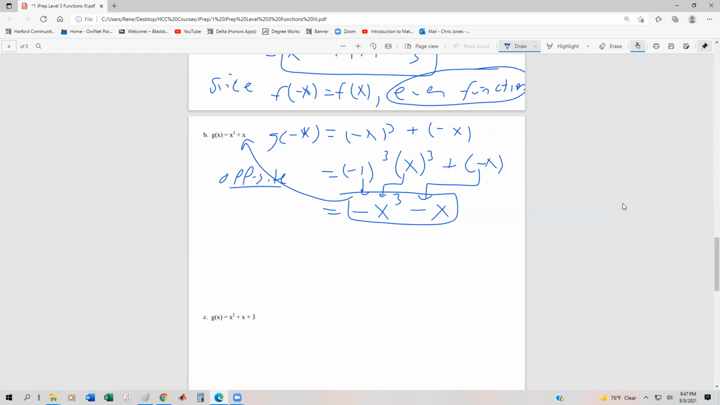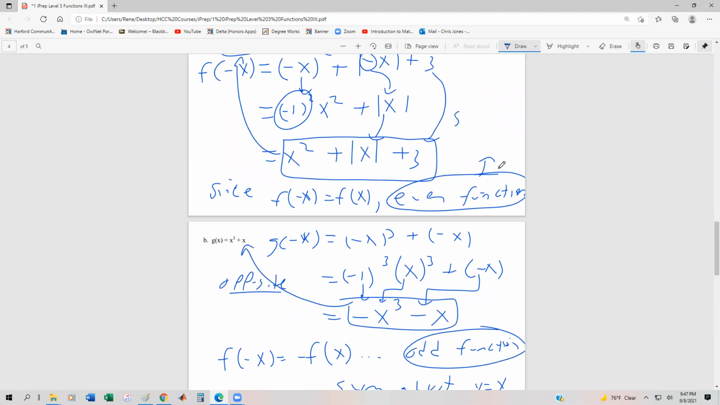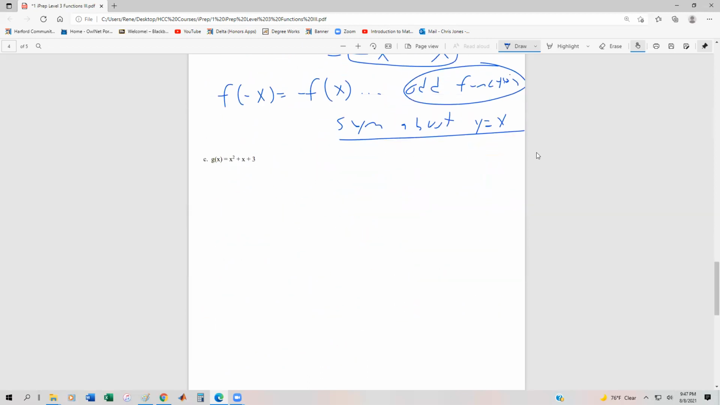And so since it is the opposite, what that means is that f at minus x is equal to the opposite of f of x, okay? Which implies that we have an odd function. All right, and again, odd means that it's symmetric about the line y equals x. Right. And remember, even function means that it's symmetric about the y-axis, right? And then finally, we have this expression or this function, x squared plus x plus 3.